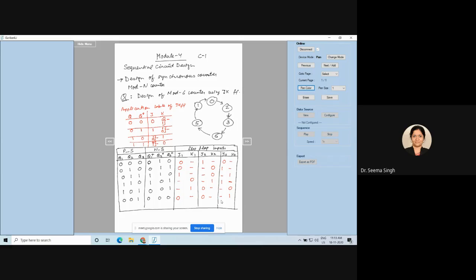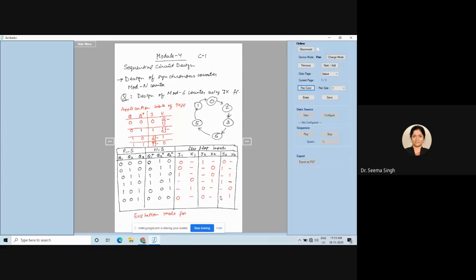The name given to this is called the excitation table, the excitation table for a synchronous mod 6 counter. A good amount of marks is always allotted for this. So now this makes your flip-flop input. Now what is the next step? I will be changing the sheet, so all of you should copy this part quickly if you have not done it yourself. I will be changing the table.